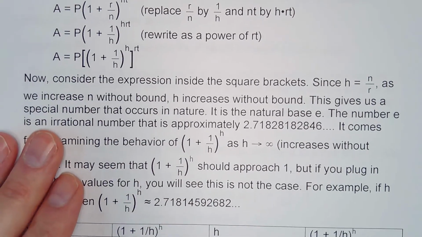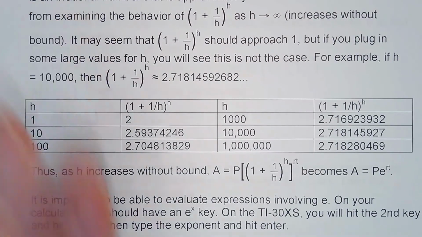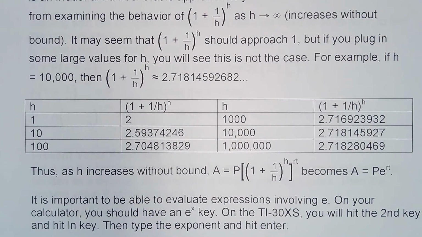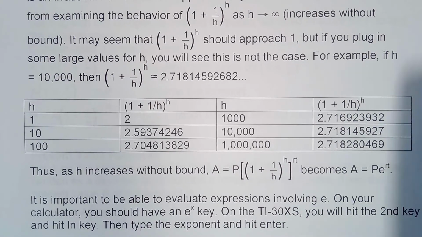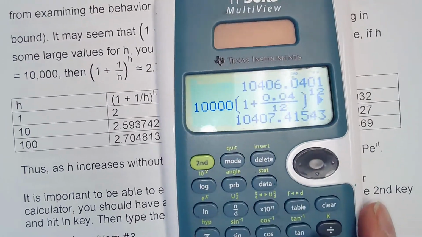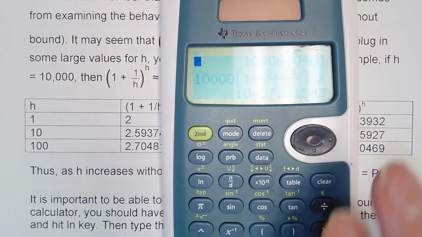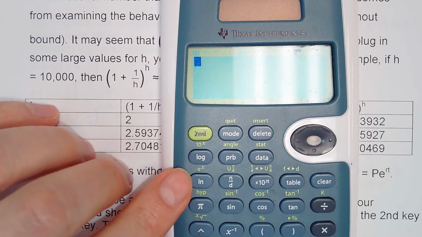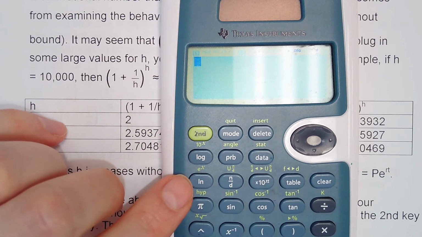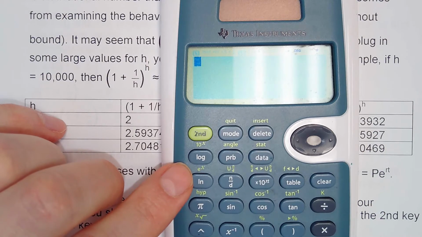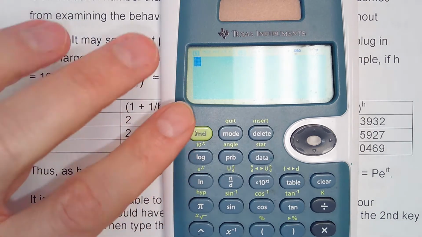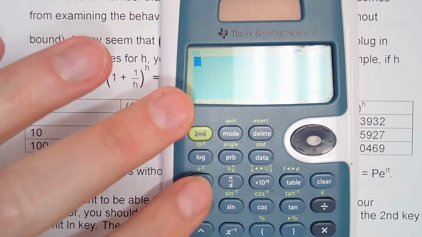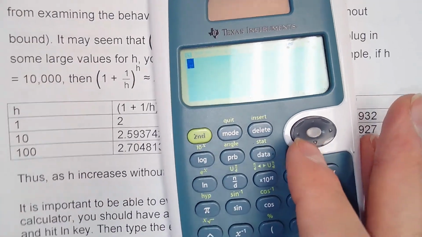Now it's going to be important for us to be able to calculate this on our calculator. So on your calculator you should have an e to the x key. If we look at our TI-30XS, we look at the third key down from the second key, we see this ln key, and in green is the e to the x key. So we're going to have to hit second and then the ln key to access that.